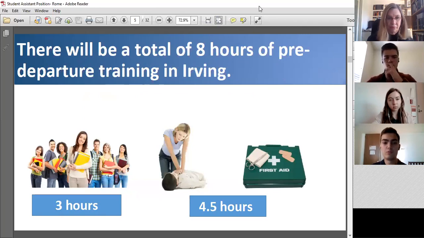Before you get to the Rome semester, there will be a total of 8 hours of pre-departure training in Irving. So some of that will just be classroom preparation, and some of it will be CPR training and that kind of thing, just to get you ready for any situation you might need. Next slide, please.